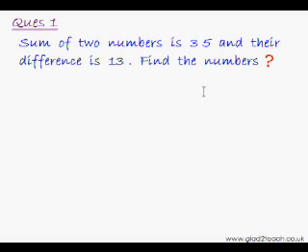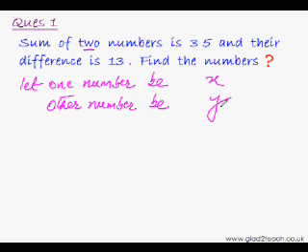So now let me do it. Since here there are two unknown things, the easiest way to solve this question would be to take two variables, that is x and y. So let one number be x and the other number be y.